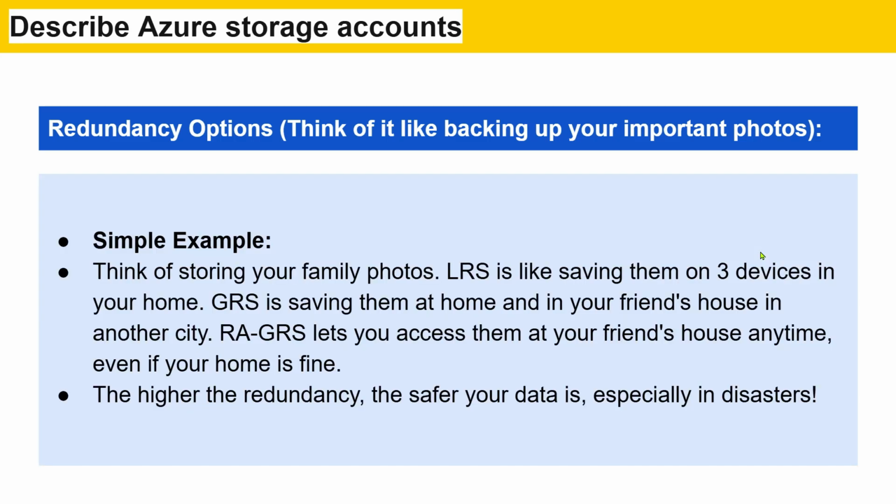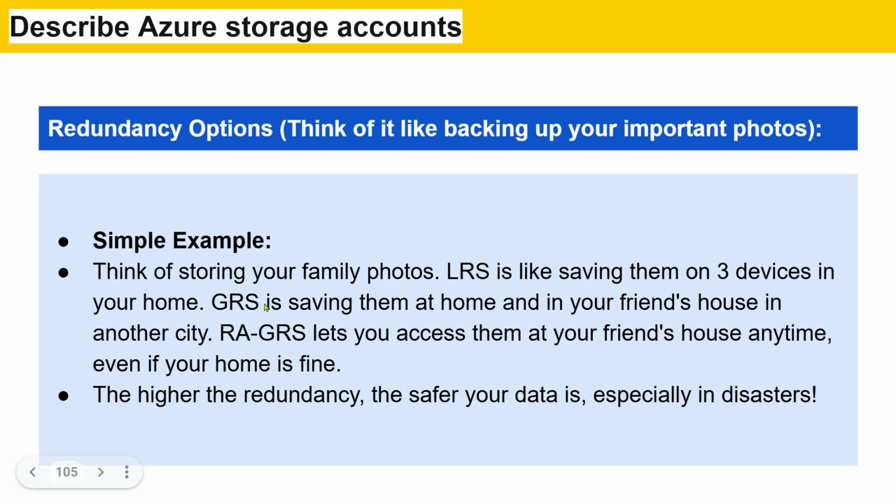To conclude about this redundancy, let me give you a simple example to remember. Think of storing your family photos. When I go with this LRS type, locally redundant storage is like saving them on 3 devices in your home. So in your home only, you have 3 different devices where you are storing your photos. One on my laptop, one on my phone, one on my family member's phone. So 3 places I kept. So LRS means locally redundant storage, you are storing locally in 3 different devices.